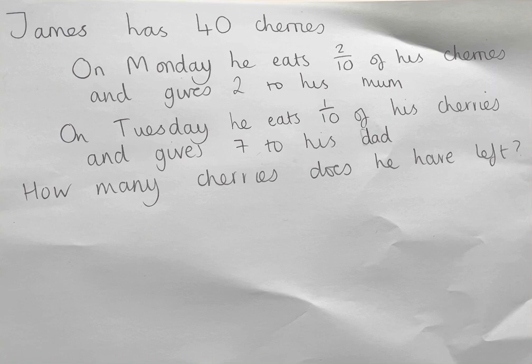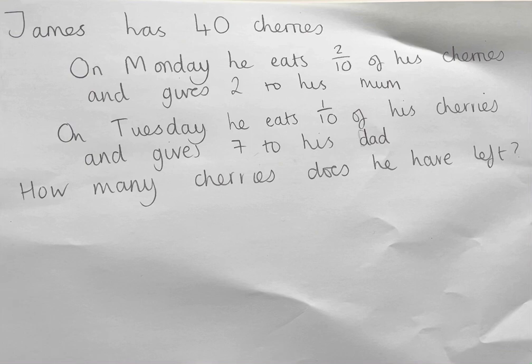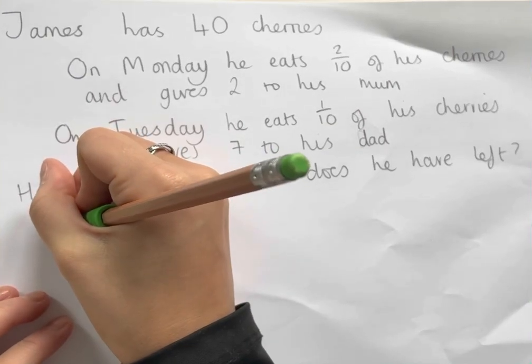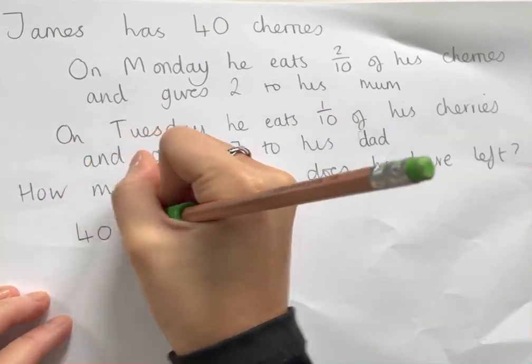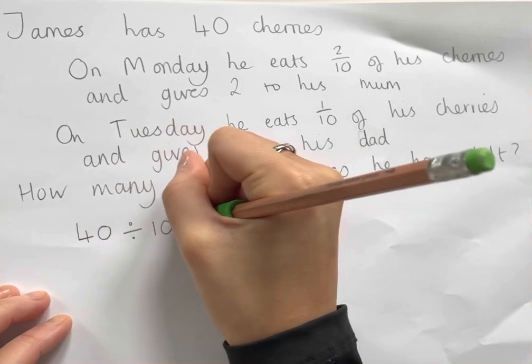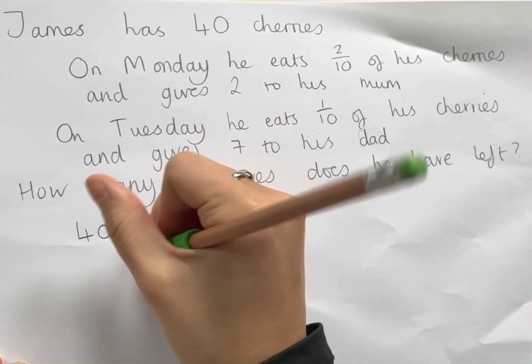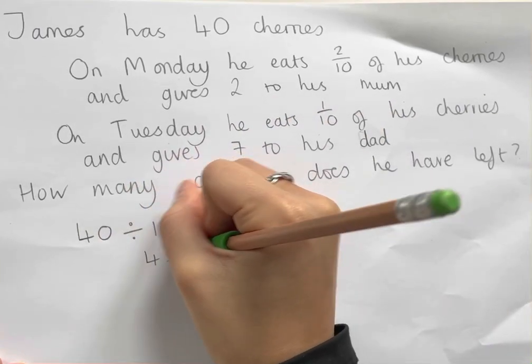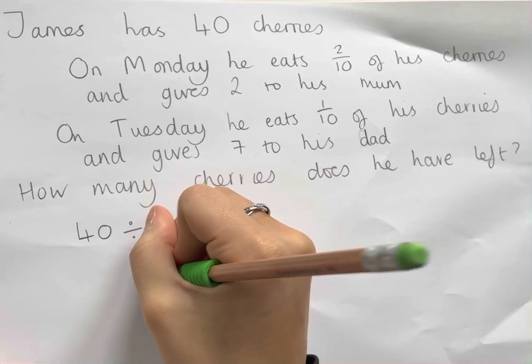So first of all, we need to work out what 2/10 of his cherries is. And we can do that by working out what 1/10 is. So to work out 1/10, we need to do the amount of cherries divided by 10. So 40 divided by 10 equals, well, we know that equals 4. So that means that 1/10 of his cherries equals 4. And if we know that 1/10 of his cherries equals 4, that means that 2/10 of his cherries equals 8.